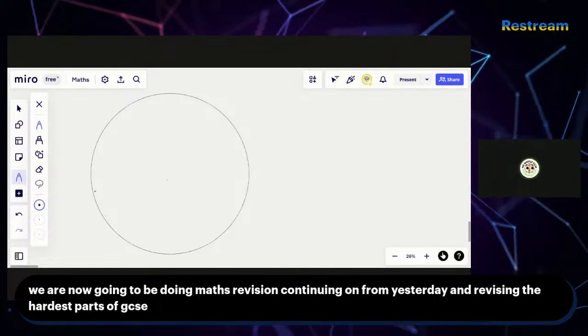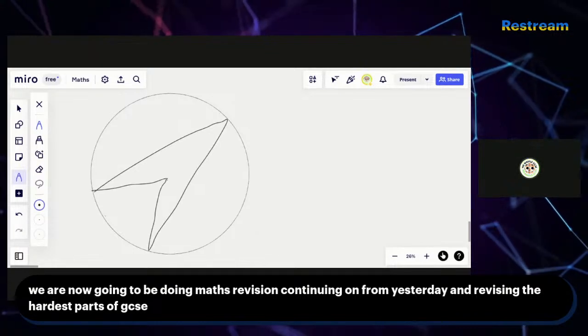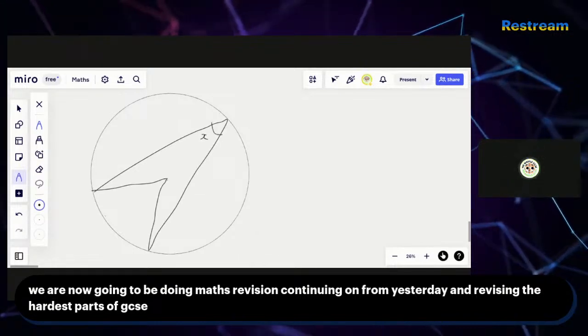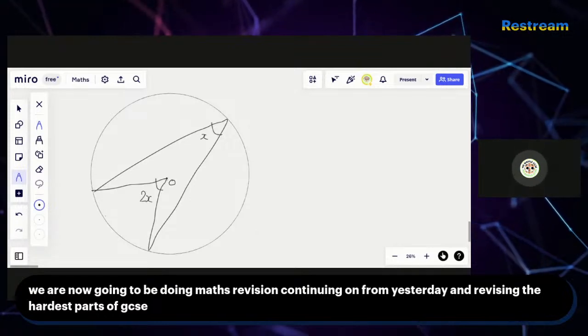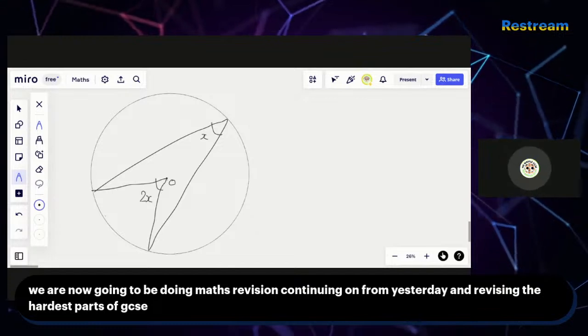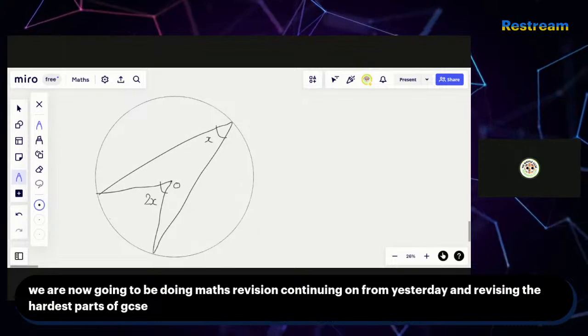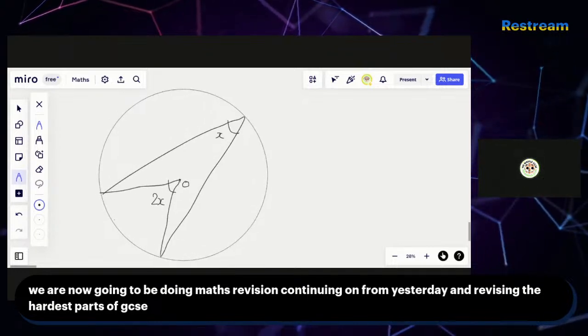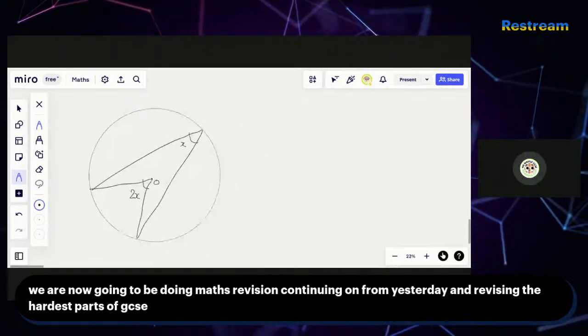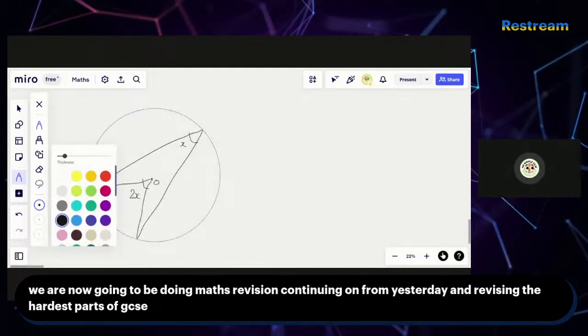So this proof goes like this. If this is x, then this is always going to be 2x as long as it goes past the origin. So this is called angles at the center are double angles at the circumference. And this is shown here. So how do we prove that angles at the center are double angles at the circumference? Well, let's attempt this.